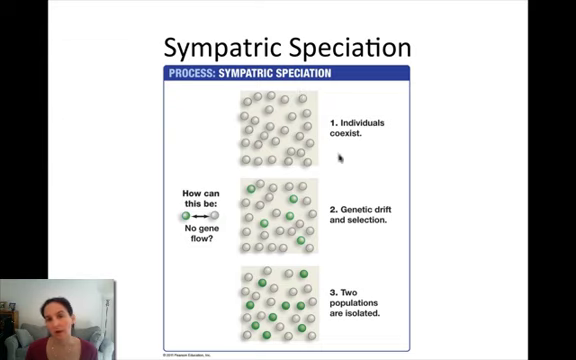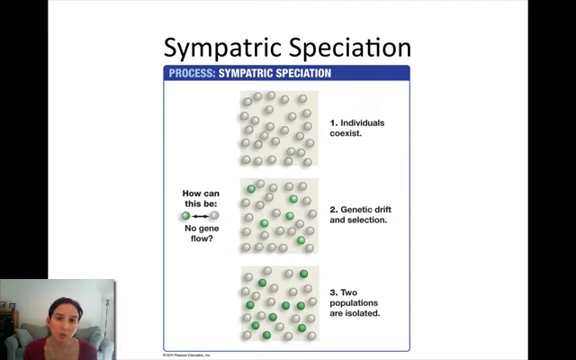Say we have a population of organisms in which there are individuals that coexist with one another and they breed with one another. However, a mutation arises in one or more individuals in that population, and those mutant individuals stop interbreeding with the normal individuals. That is, they've become reproductively and genetically isolated from one another. So only mutant individuals breed with one another and only normal individuals breed with one another. Then evolutionary forces act on those mutant and normal individuals and cause speciation to occur. This is how sympatric speciation happens.